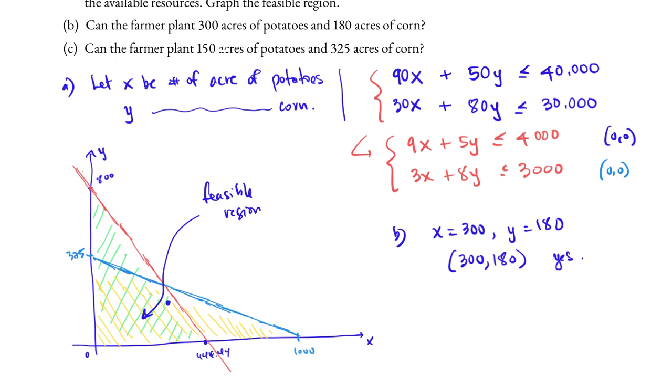Similarly, for part C, x equals 150, y equals 325. And so the question is: is the point (150, 325) in the feasible region? And we see that that point is outside of the feasible region. And so the answer is no. And so yes for part B and no for part C. It is difficult to determine the location of these points in the coordinate axis here.